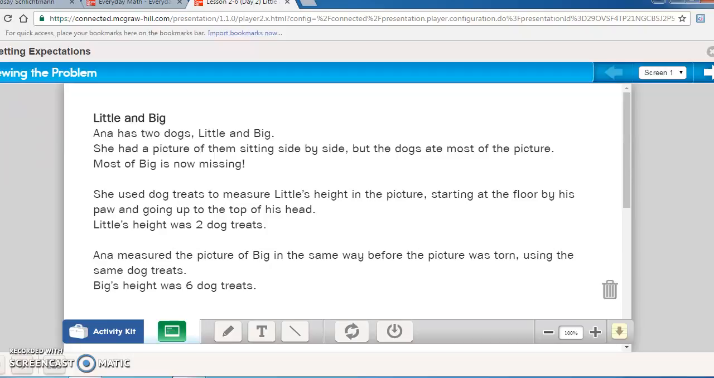She used dog treats to measure Little's height in the picture, starting at the floor by his paw and going up to the top of his head. Little's height was 2 dog treats. Anna measured the picture of Big in the same way before the picture was torn, using the same dog treats. Big's height was 6 dog treats.